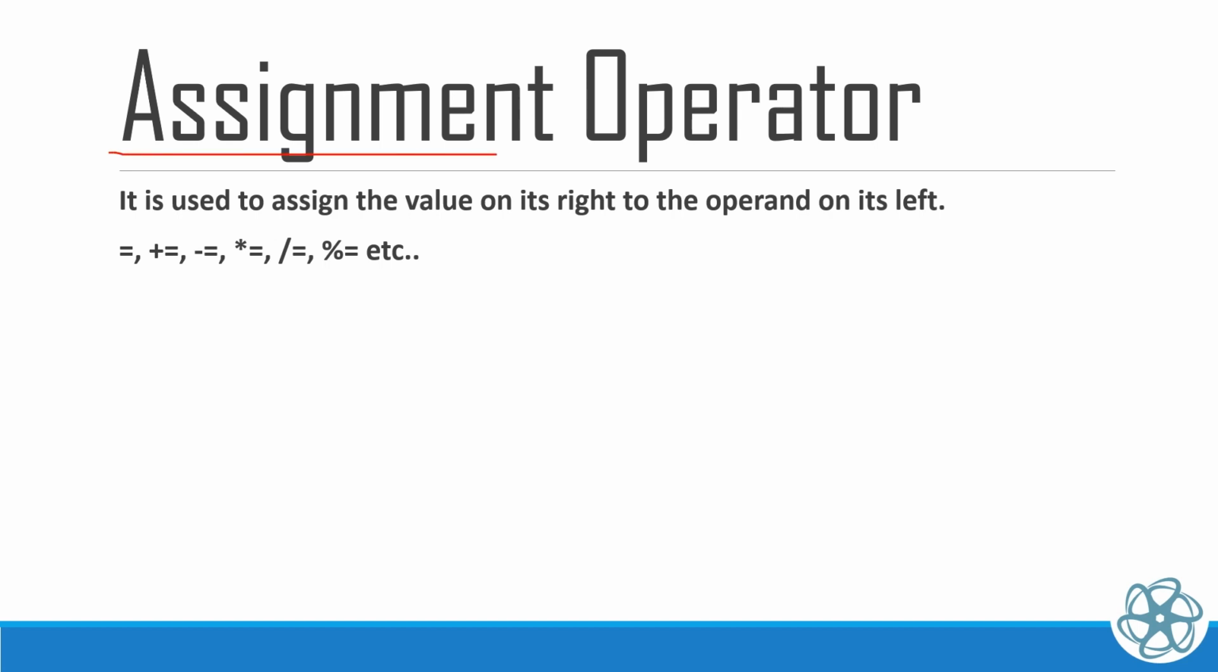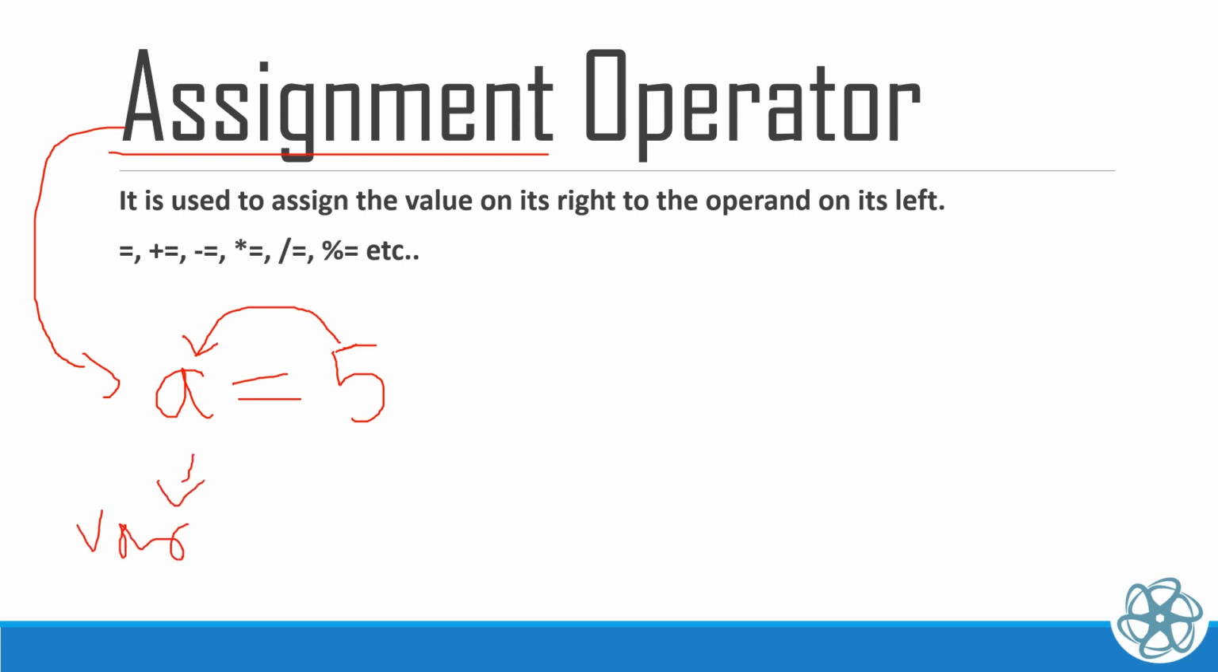So we have assignment operators here. What do you mean by assignment? Assignment means assigning a value to someone. Like if I declare a variable called a and I give 5 as its value, then it means that 5 is assigned to a. A is my variable which stores the value. 5 is assigned to a, then 5 is stored in a. You got it?